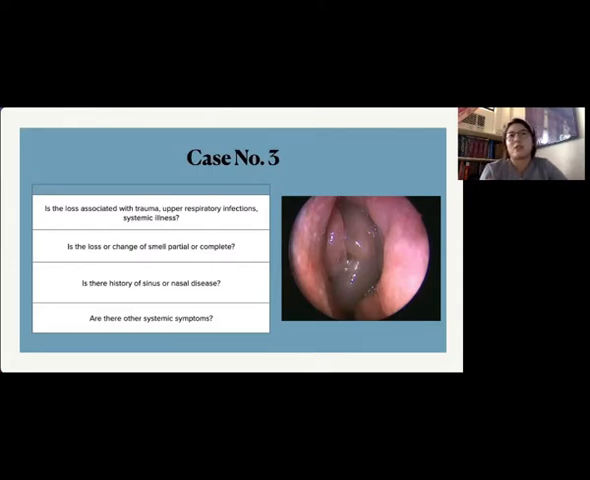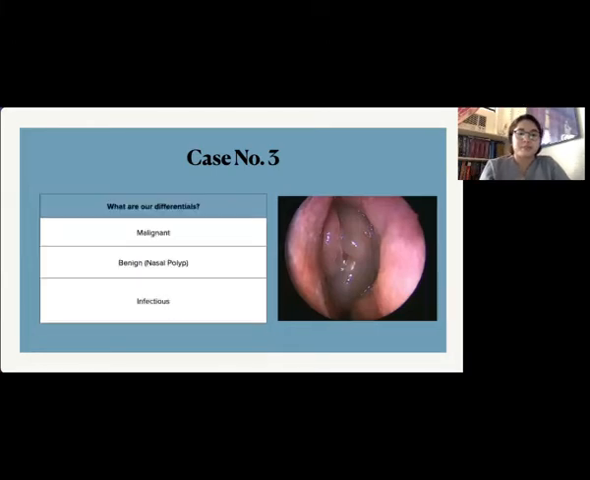Is there a history of sinus or nasal disease? Is the patient chronically with nasal itchiness, or is there tenderness in the facial area, or any other systemic symptoms? Fever can also be considered, especially now that the pandemic is not yet over.